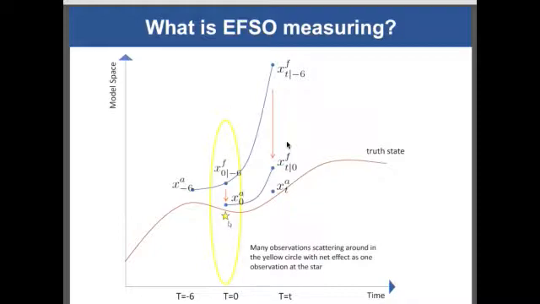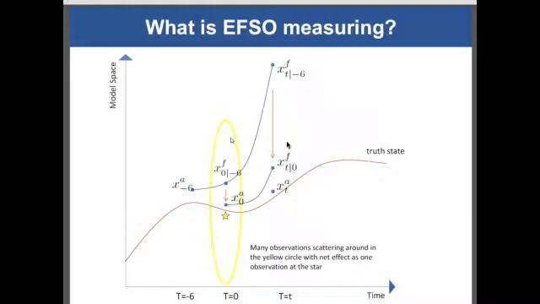So the true state is here indicated by this line. Assimilating these observations gets your analysis closer to the true state, but it's not on the true state. When you make a forecast here, what EFSO truly measures is whether the observation you assimilated is pulling your background towards the true state.